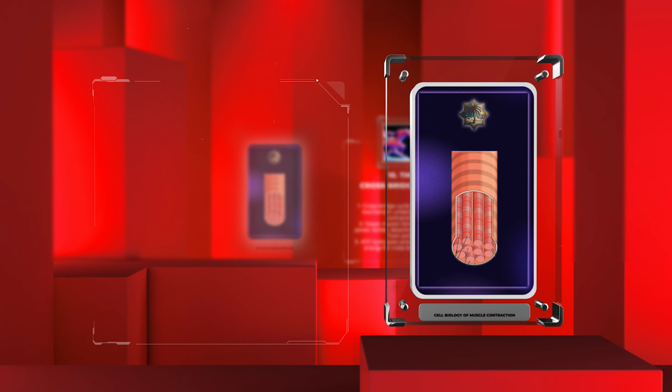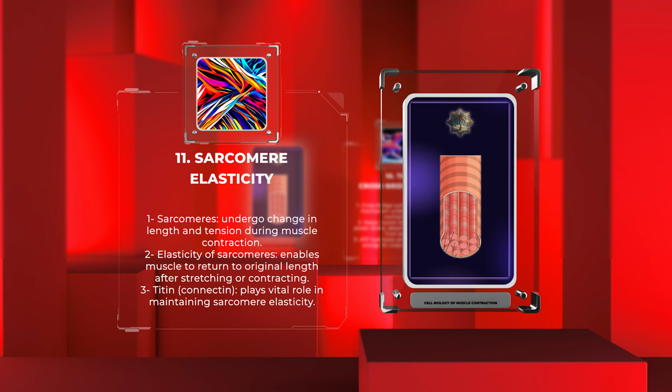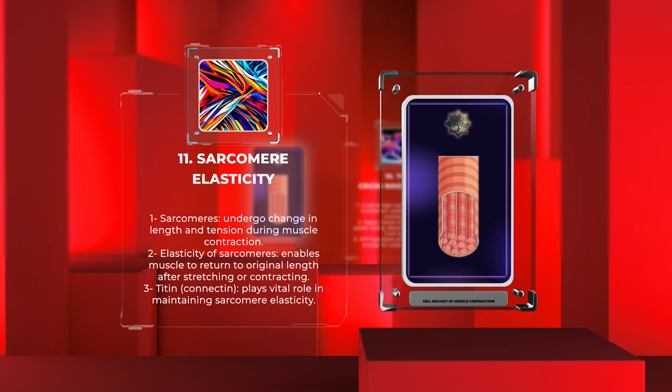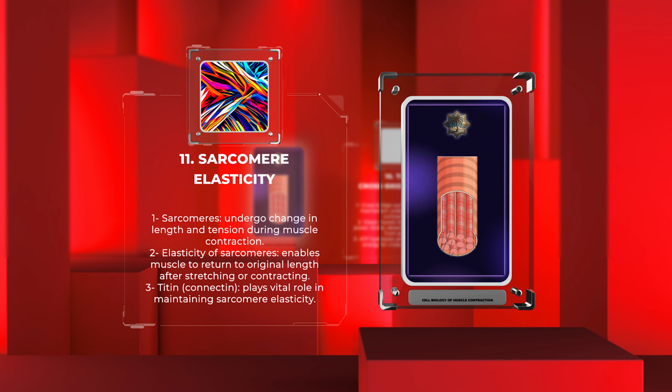During muscle contraction, the sarcomeres undergo a change in length and tension. The elasticity of sarcomeres allows for proper function and enables the muscle to return to its original length after stretching or contracting. Proteins like titin, also known as connectin, play a vital role in maintaining sarcomere elasticity.